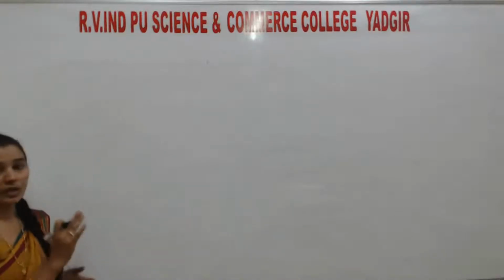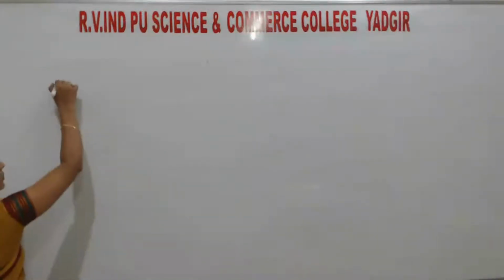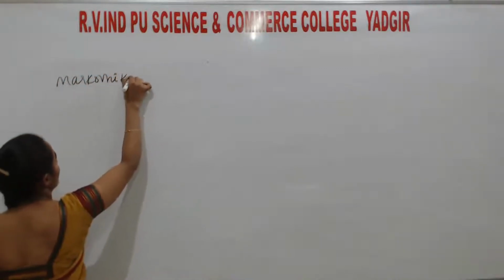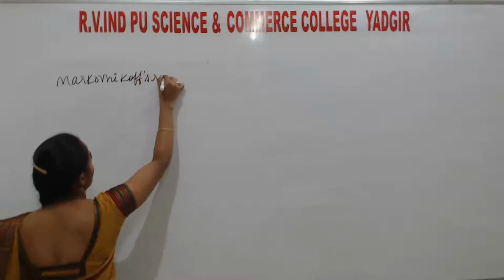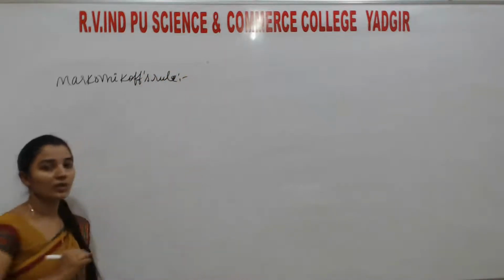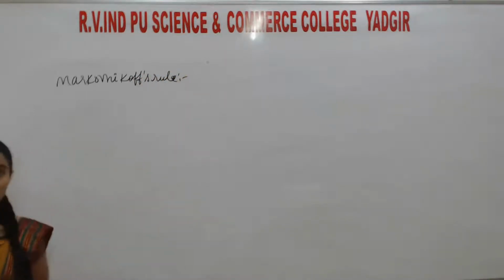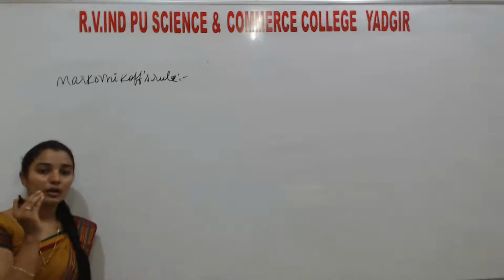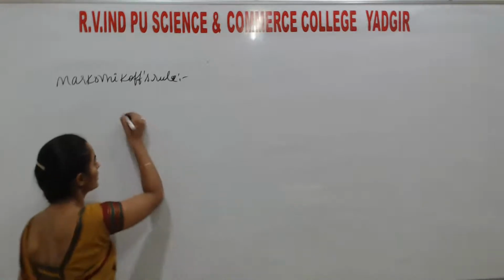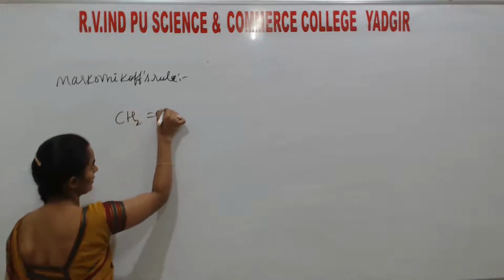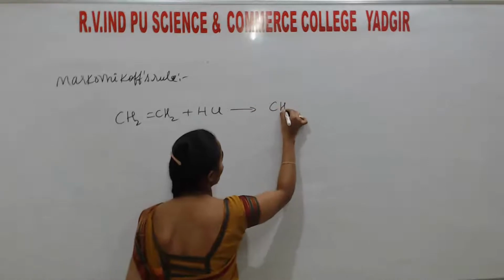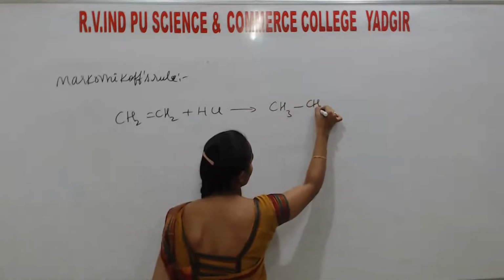Next one is Markovnikov's rule. So exactly what does this rule tell you? Students, listen. Initially, I will take two examples, and later I will explain. To this, HCl is added. Then what is the product? One is CH3, another one is CH2Cl.